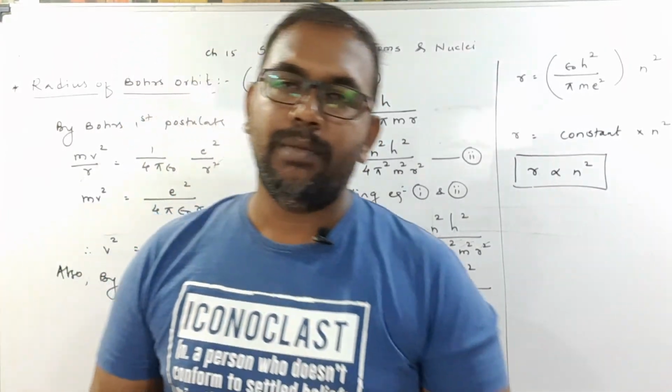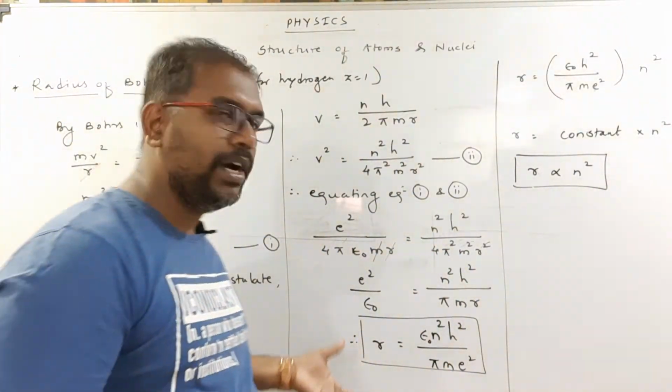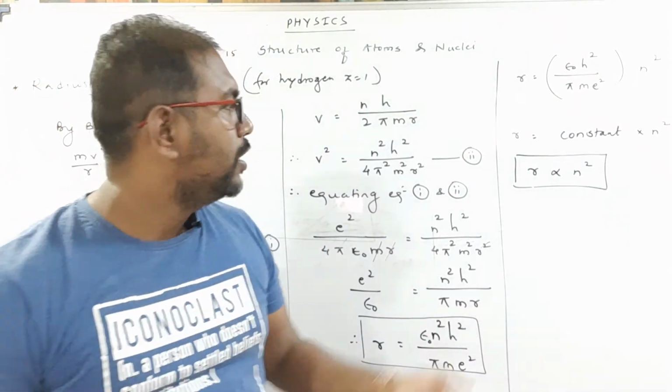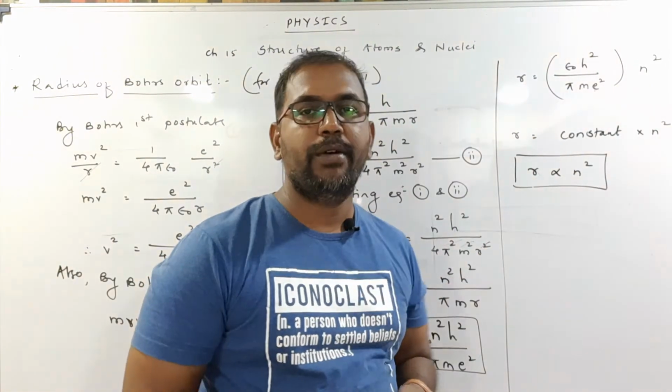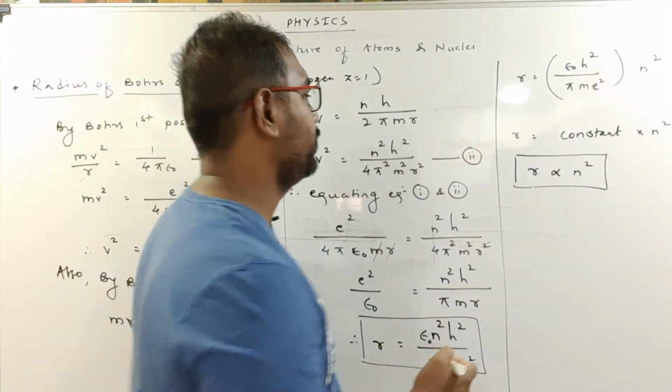Question may be asked in examination, obtain expression for radius, you have to write up to this. May be asked, show that radius of Bohr's orbit is directly proportional to square of principal quantum number. You have to write up to this.